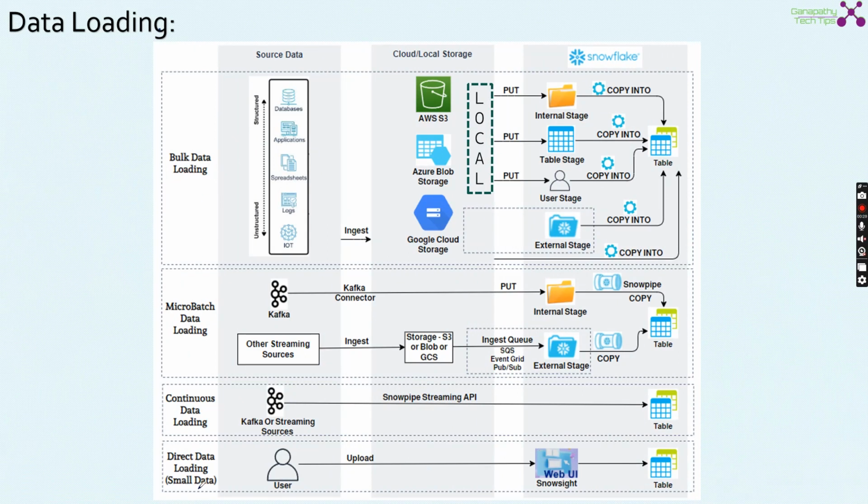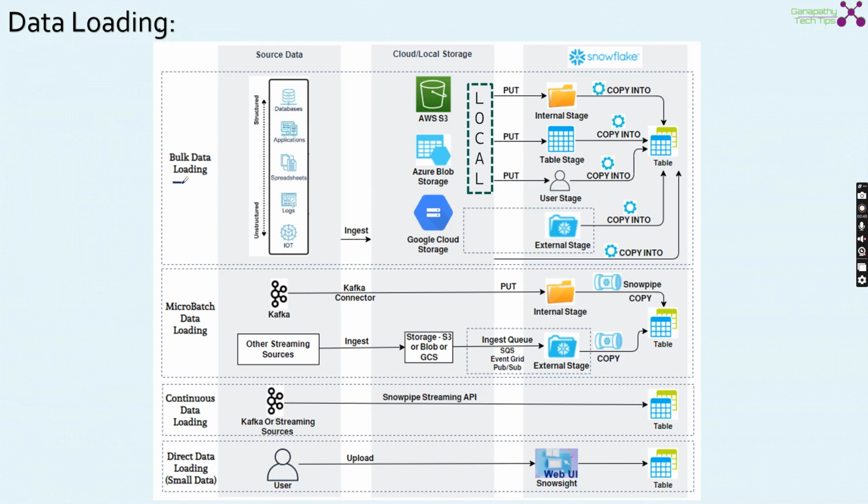First let us start with the bottom, direct data loading. As we already discussed, any user can directly upload files which are less than 50 MB in size using the Snowsight web UI into the Snowflake table, which is as straightforward as it is. So this is the simplest option.